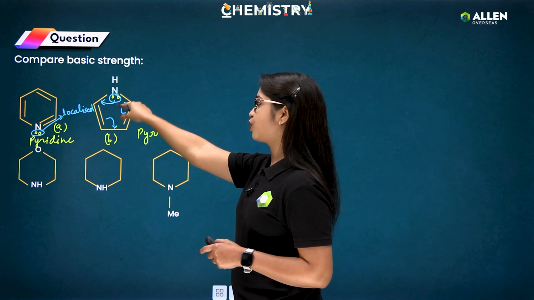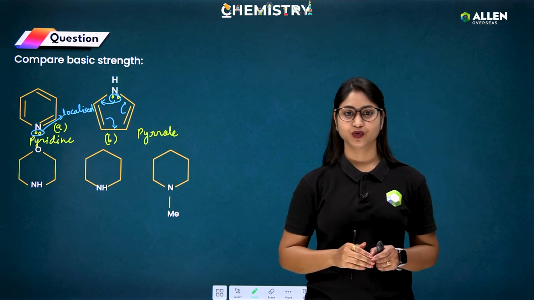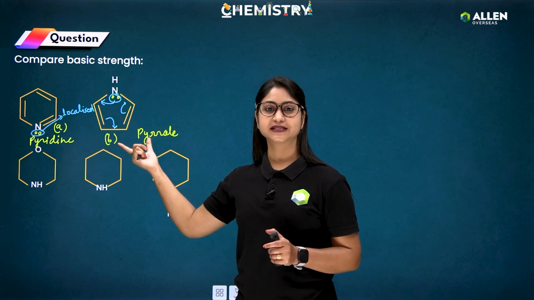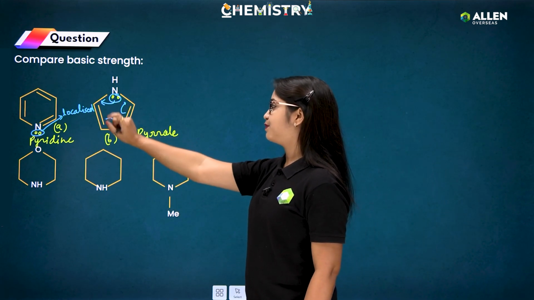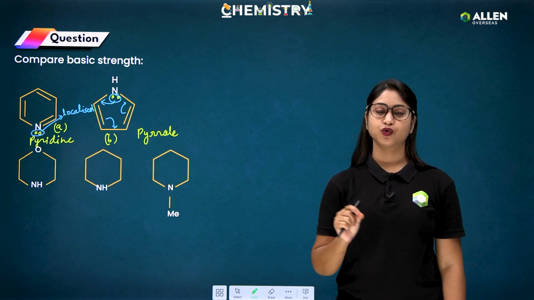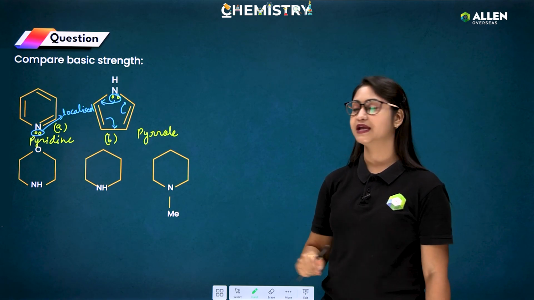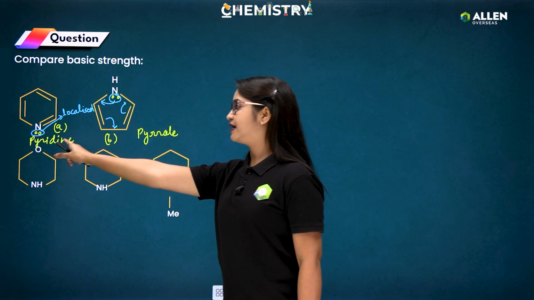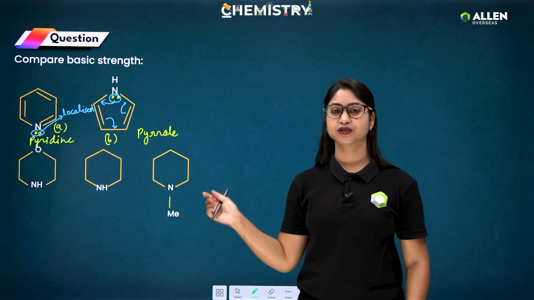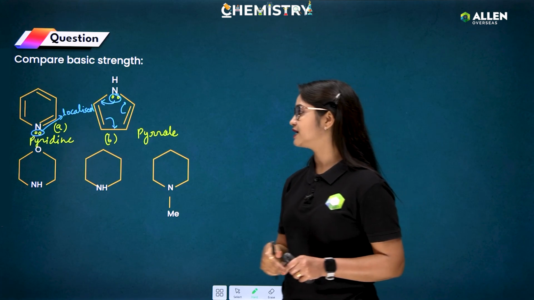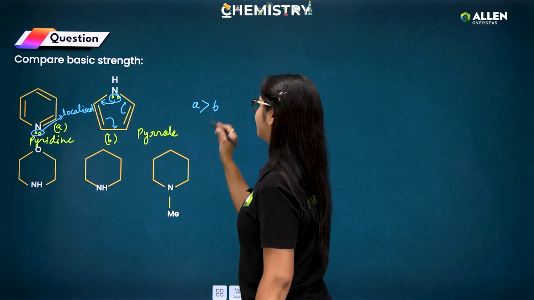So if this compound donates this electron pair, then the ring will become non-aromatic, and that will make the conjugate acid less stable. So that's why compound B cannot donate the lone pair, and the basic strength of the second compound will be less as compared to A. In pyridine, the lone pair is free, so this nitrogen can easily donate the pair of electrons because it is not participating in the resonance, right? It is localized. So we can say that A is more basic as compared to B.